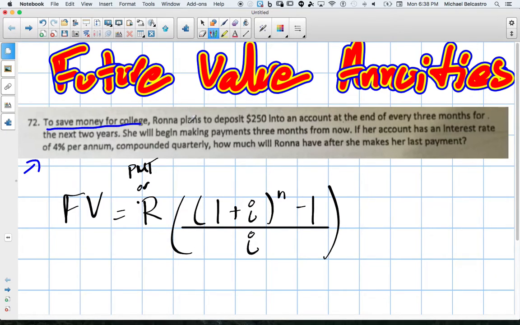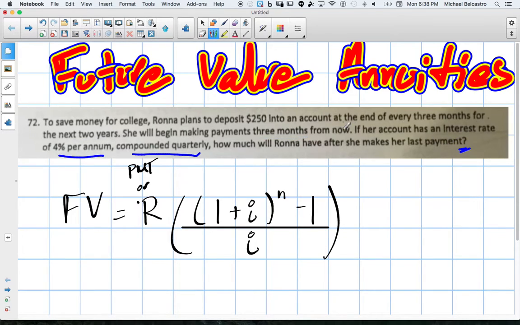To save money for college, Rona, I guess that's how you say that, plans to deposit $250 into an account at the end of every 3 months for the next 2 years. She will begin making payments 3 months from now. If her account has an interest rate of 4% per annum, per year, compounded quarterly, how much will Rona have after she makes her last payment?